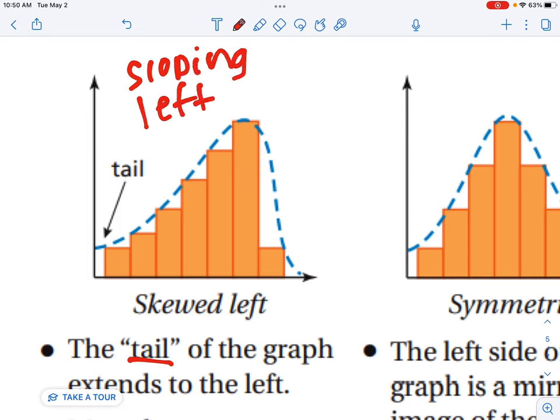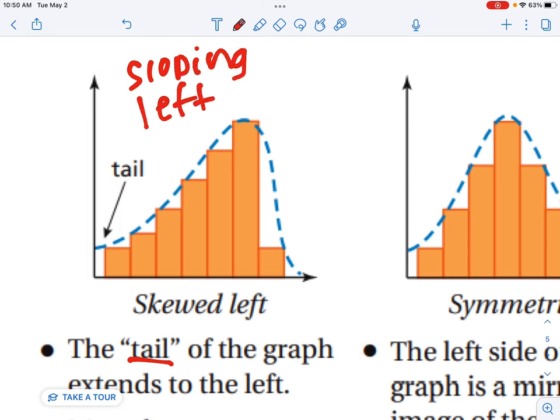The one in the middle, this one is the easiest one to determine, and it's just symmetric. Okay, it has about the same amount of data on the right side as it does on the left side. It can be a little bit off, but for the most part, if you cut it down the middle, the right side would be the same as the left side. That's what symmetric means. It says the left side of the graph is a mirror image of the right side of the graph. So like I said, the right side is the same as the left side, or pretty close.